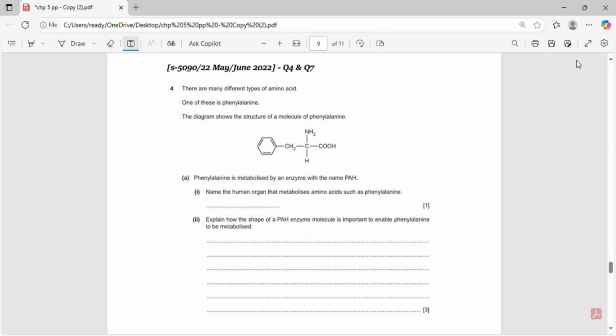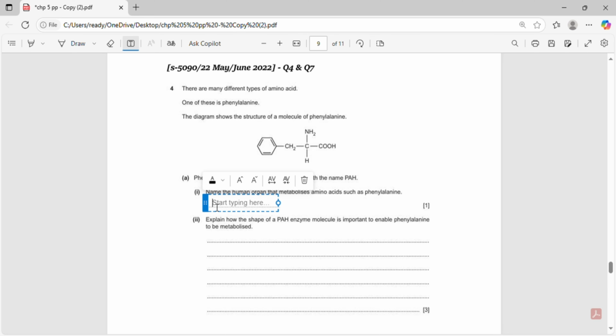Then we have another paper 2 question which says, there are many different types of amino acids. One of these is phenylalanine. The diagram shows the structure of a molecule of phenylalanine, and with that, there's a diagram showing the chemical structure of phenylalanine. Now, the first part of the question tells us, phenylalanine is metabolized by an enzyme with the name PAH. And it asks us to name the human organ that metabolizes amino acids such as phenylalanine.